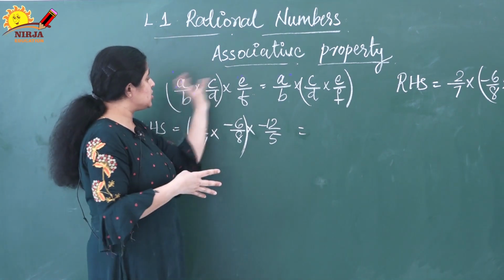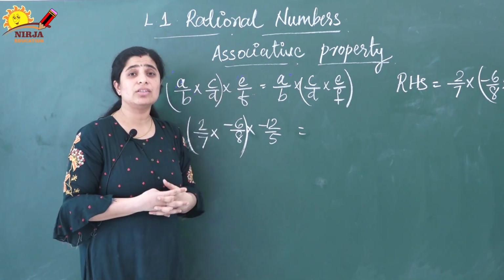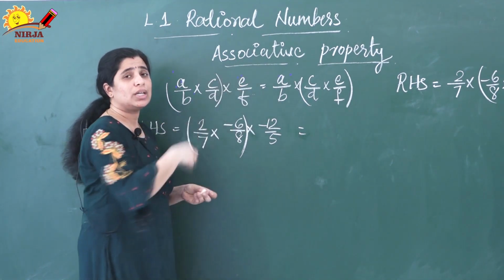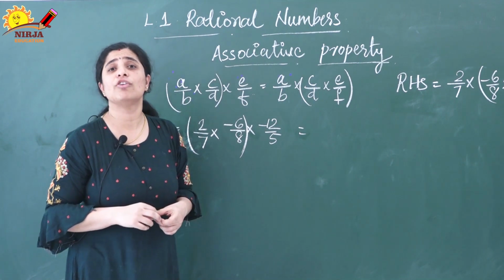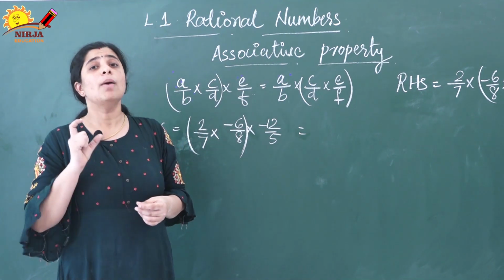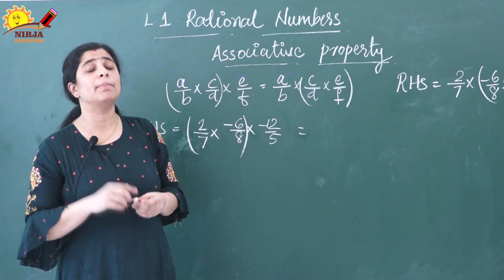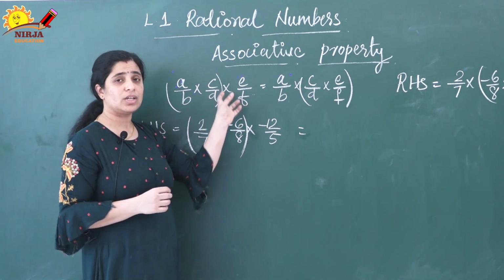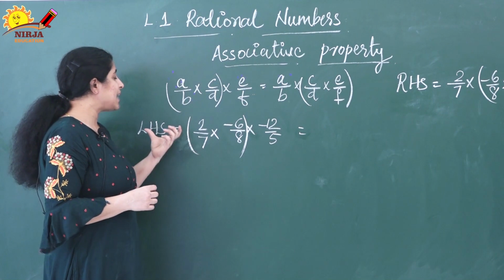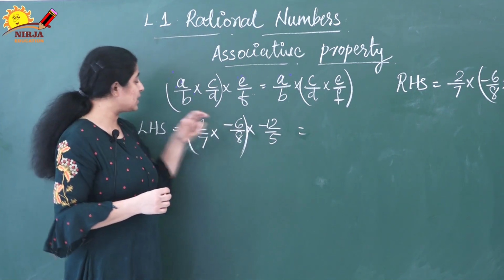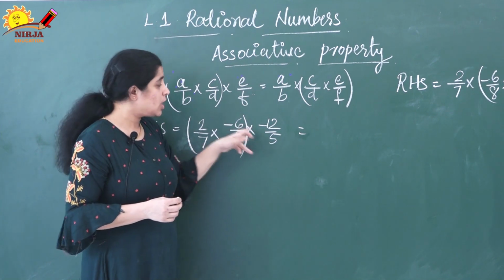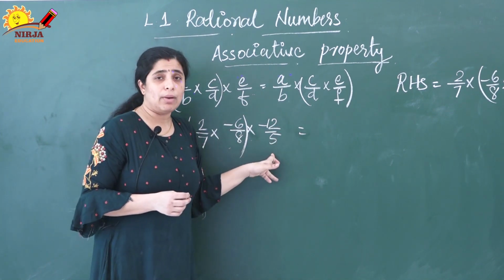Even after changing the grouping, if we get the same number, then associative property is true in the case of multiplication of rational numbers. That means multiplication of rational numbers satisfies the associative property. We will check whether this is true or not. For that I have taken three numbers here, that is 2 by 7 multiplied by minus 6 by 8 multiplied by minus 12 by 5.